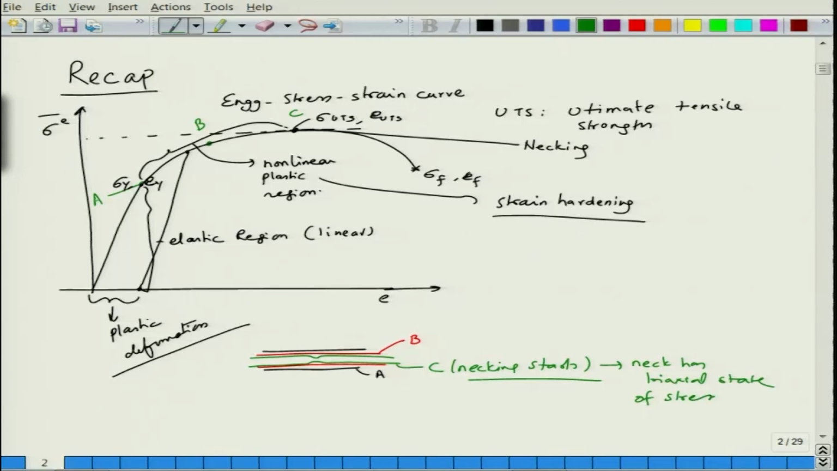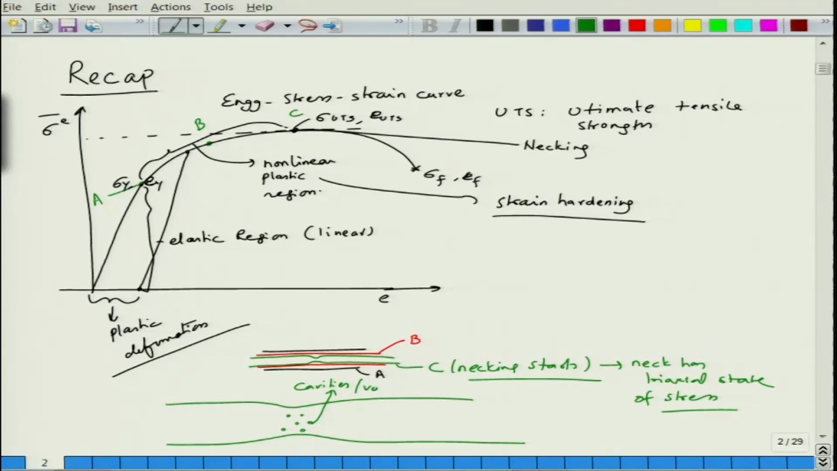So, there is a non-uniform deformation in this region, and after that what happens is that once the neck is formed, so if you enlarge it, in the neck region you start forming these little voids. These are cavities or voids because of high stresses. And these voids, as you keep deforming, they grow in size, they merge into each other, and finally it leads to a fracture.